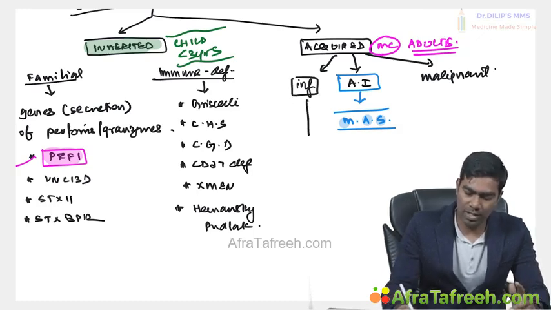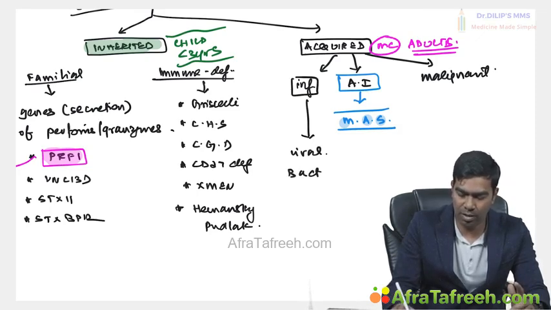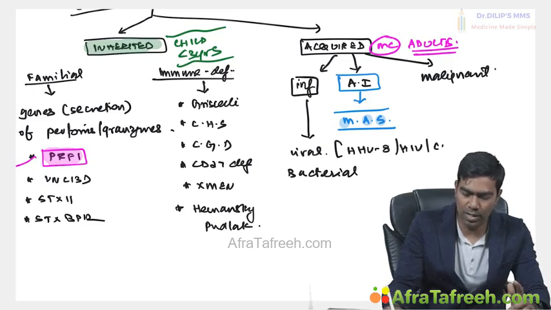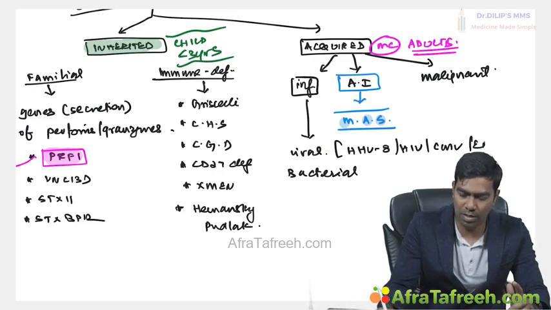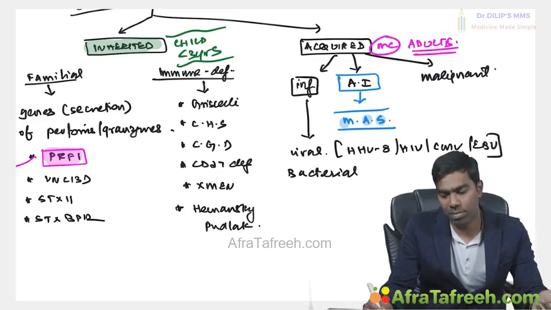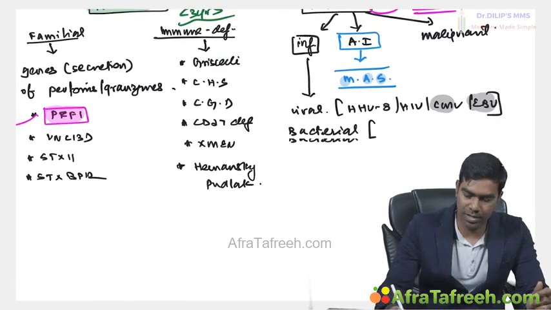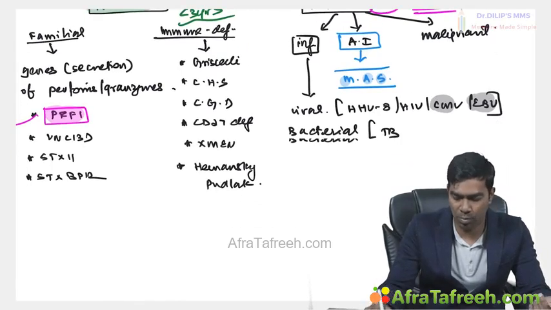Infections, a lot of infections are there. For example, viral infections can cause it, or bacterial infections can cause it. If you ask me which viral infections, it could be due to HHV8, HIV, CMV, or EBV. So many viruses are there, even parvovirus, but the very important ones are EBV and CMV, considered to be the most important reasons for developing HLH, or hemophagocytic lymphohistiocytosis.